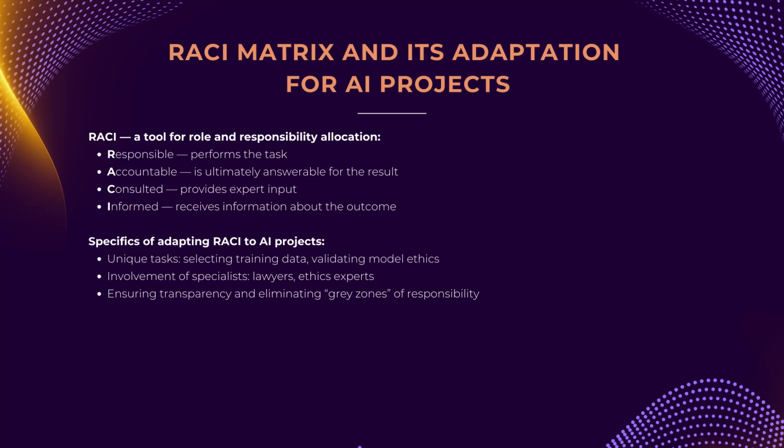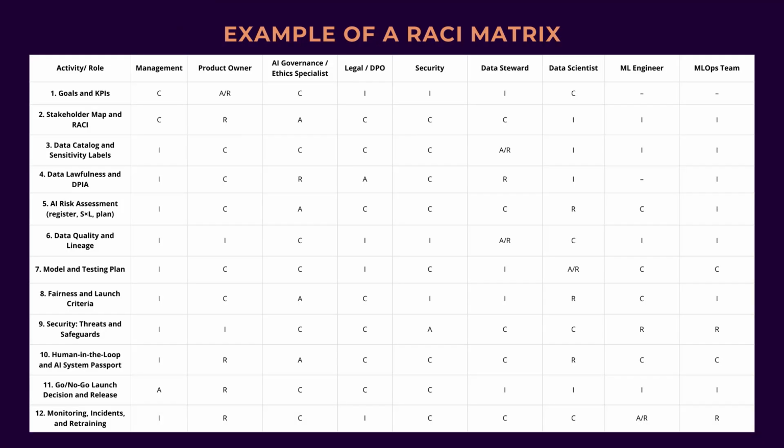Adapting RACI for AI projects requires accounting for unique tasks such as training data selection or model ethics validation, and involving corresponding roles, legal and ethics specialists, as consulted. Here is an example of a compact RACI matrix for an AI project. Rows are key lifecycle activities from problem definition to monitoring. Columns are internal roles. Cells specify tasks and responsibilities. R executes the work. A is solely accountable and makes the decision. C is consulted in advance. I is informed after the fact.